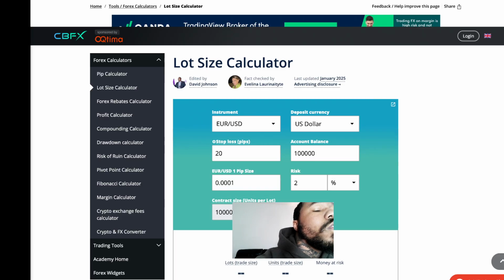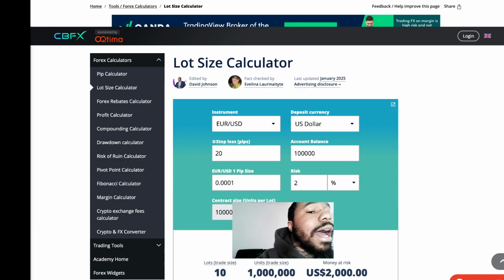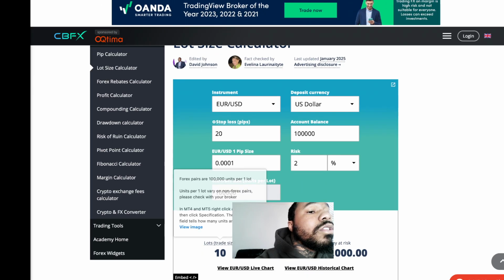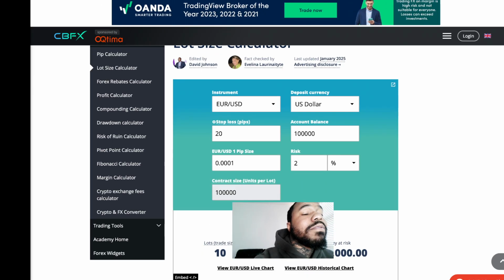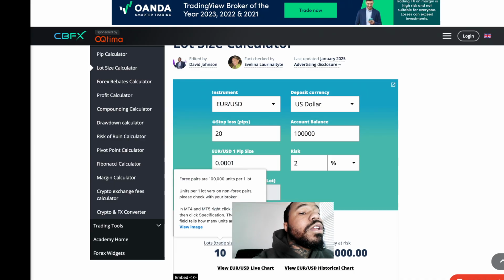Cool. So on this, we're going to risk 2%, so you can see how much lot size is going to allow you to risk 2% on a trade on EUR/USD and still have a 20 pip stop loss. So let's calculate it. Boom, it gives us 10 lots. 10 lots would be $100 per pip, and 100 times 20 is 2,000. So this shows that to risk 2% on a $100,000 account, you can trade a 10 lot and have a 20 pip stop loss.